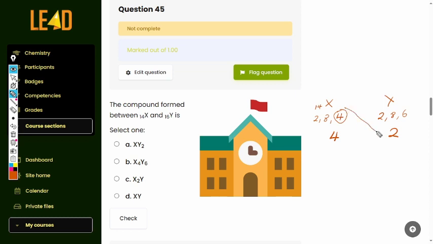When you exchange their combining powers, the 2 goes with X, so you have X2Y4. Okay, and X2Y4 can be reduced to its lowest term. So 2 divided by 2 is 1, 4 divided by 2 is 2, so finally you have XY2. Okay, so the correct answer would be A.